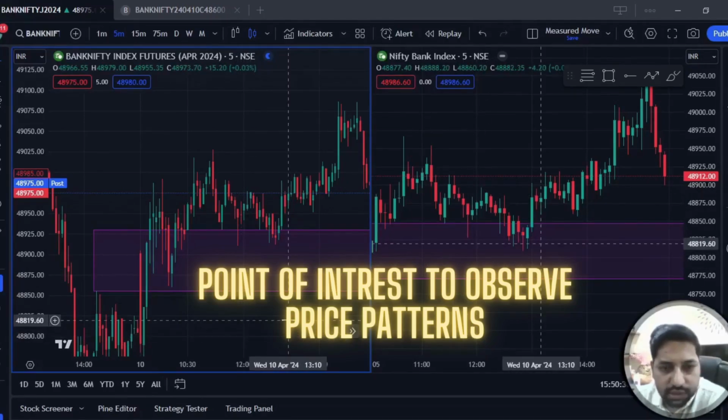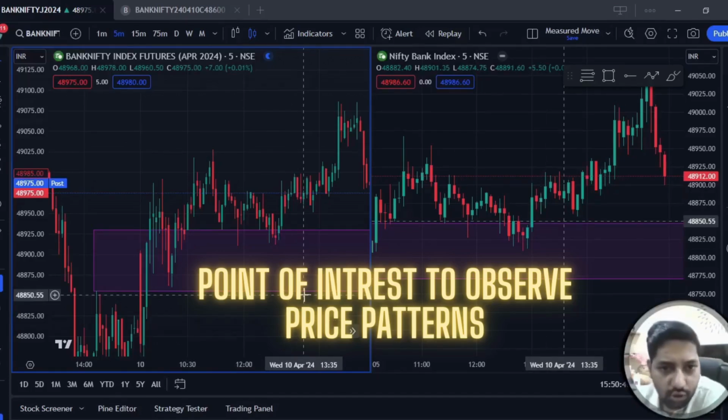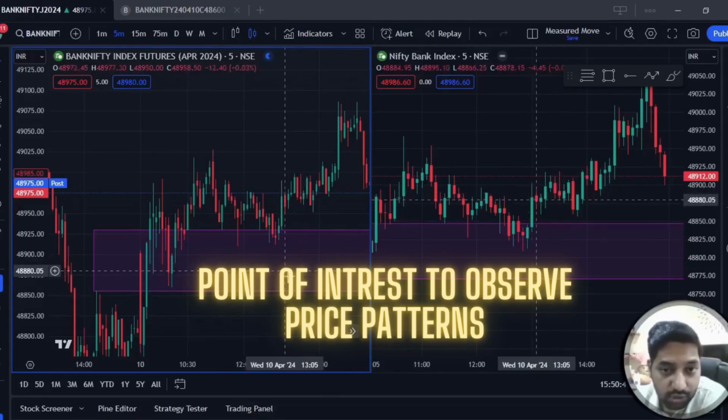But our setup says that we have to enter based on fair value gaps. And fair value gaps are an indication of momentum. So that's what we look for.